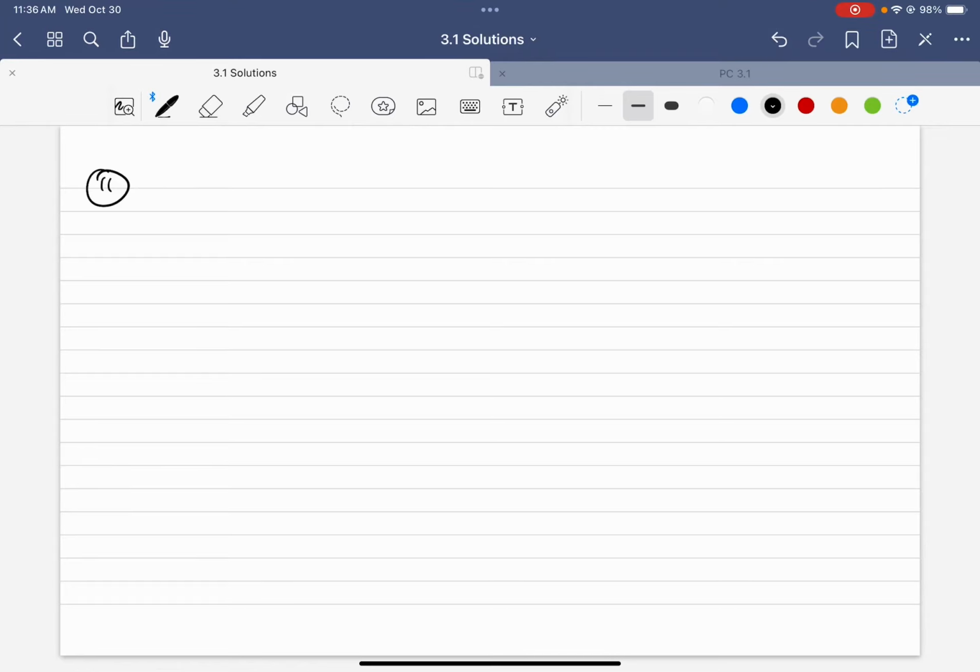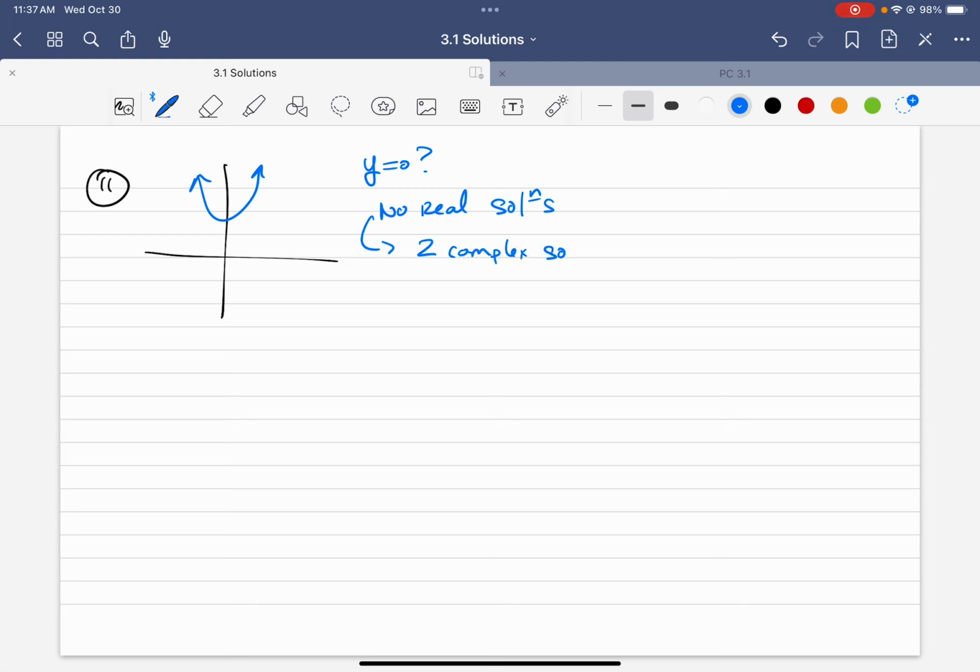Number 11 in 3.1 shows a graph that looks something like this. It says, what are all of the number of real and non-real solutions for this quadratic? Well, a solution was where does y equal 0? And since this never crosses the x-axis, y is never equal to 0, so this has no real solutions. And that means, since it's a quadratic, I would always expect 2, so that means there must be 2 complex solutions.